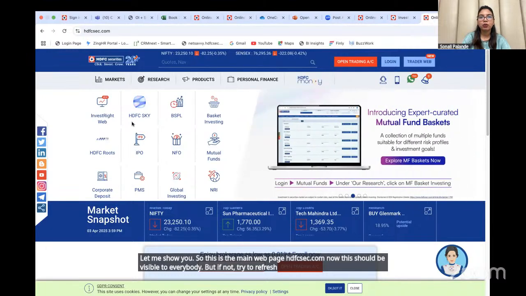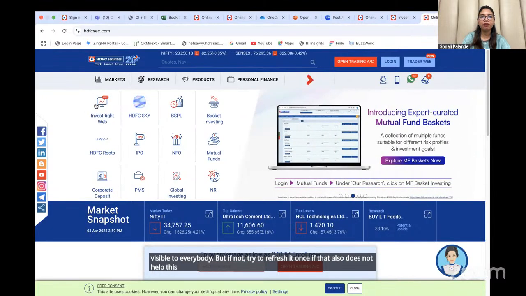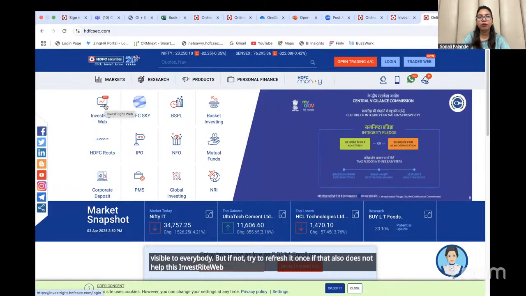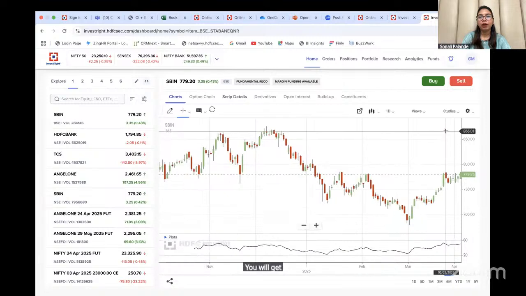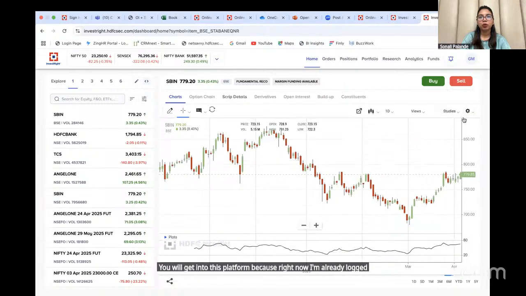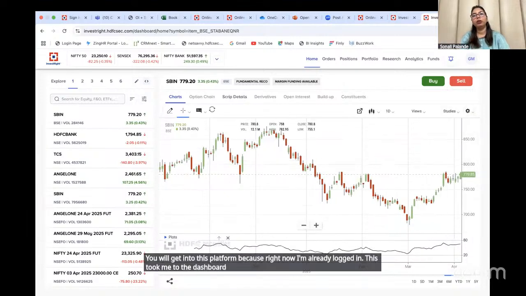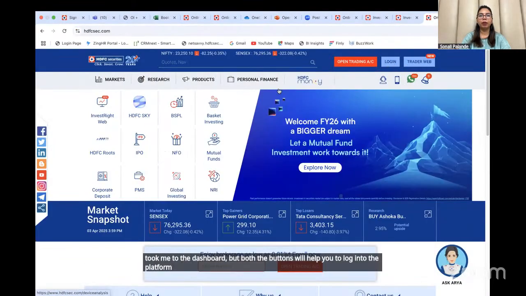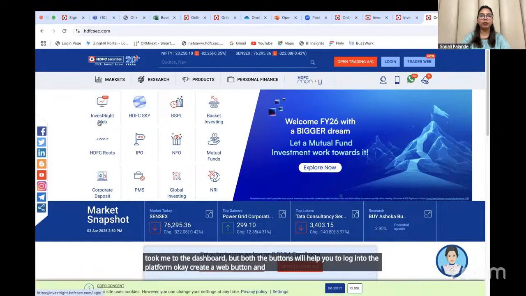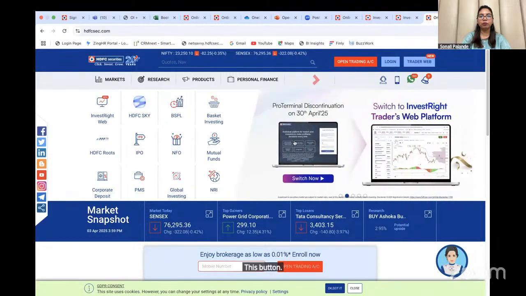If that also does not help, this Invest Right Web is also the entry point. So even if you click over here, you will get into this platform, because right now I'm already logged in. This took me to the dashboard, but both the buttons will help you to log into the platform. Okay, the trader web button and the Invest Right Web button, this button. So let me know if this helps you.